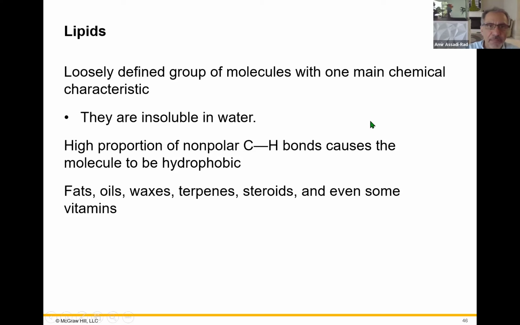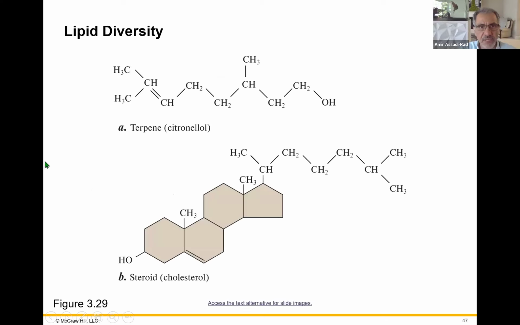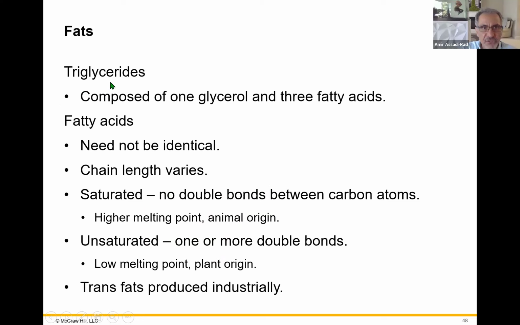Okay, lipids are a loosely defined group of molecules with one main chemical characteristic. They are insoluble in water. A high proportion of nonpolar carbon-hydrogen bonds causes the molecules to be hydrophobic. So fats, oils, waxes, terpenes, steroids, and even some vitamins can be lipids. Here we go, steroid. And then fats, triglycerides.